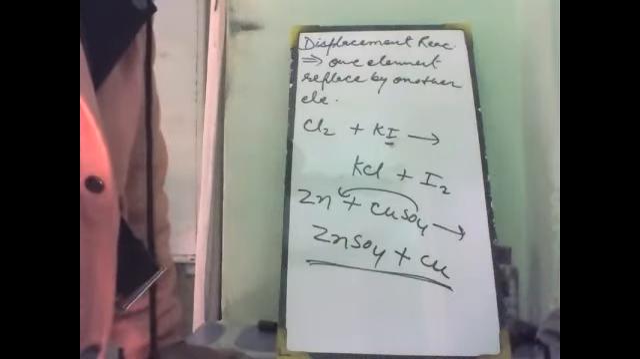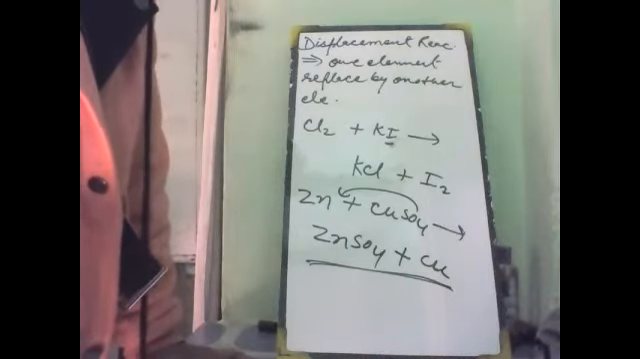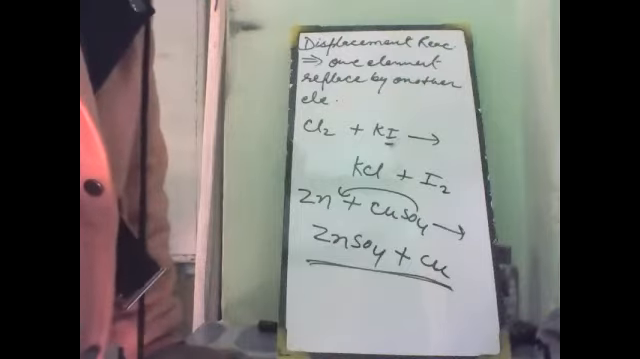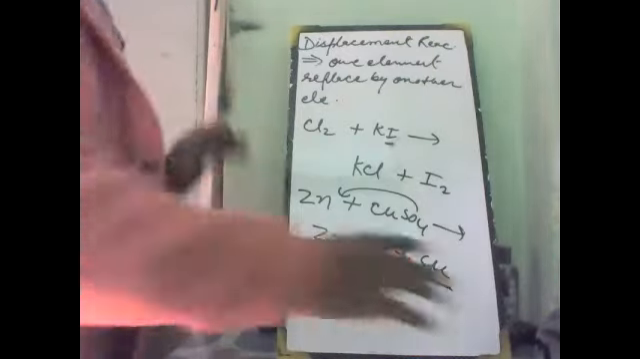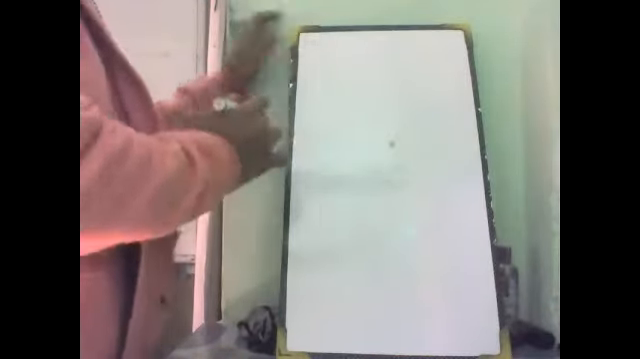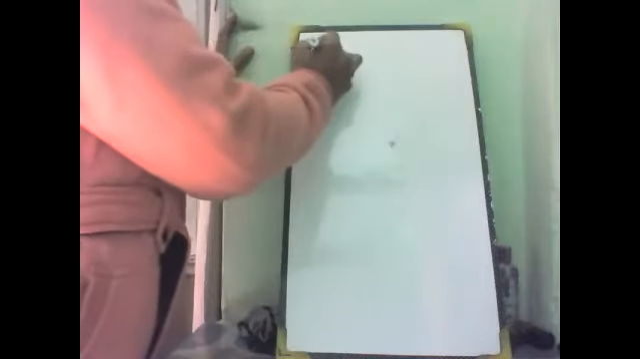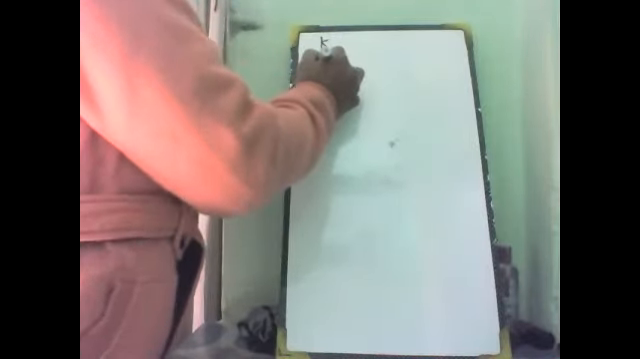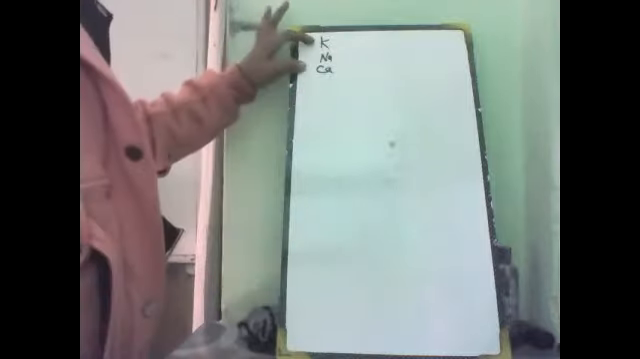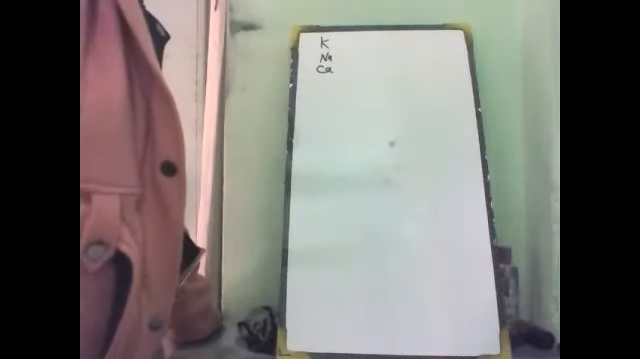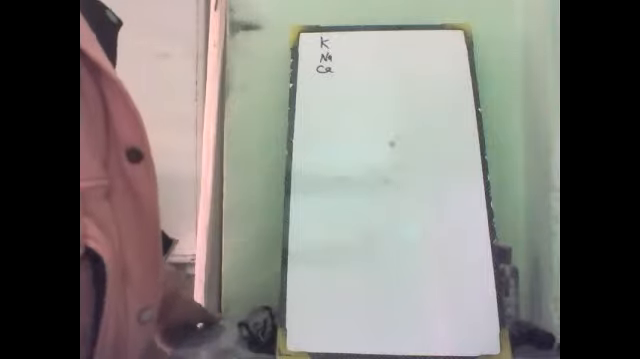The activity series of metals is the list of metals in the order of their decreasing chemical reactivity. Here is the activity series of some common metals. The most reactive element occupies the top position. They are the most active elements and take the position at the top, and the least reactive metal is at the bottom of the series.